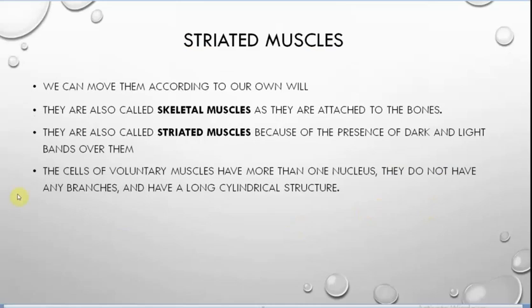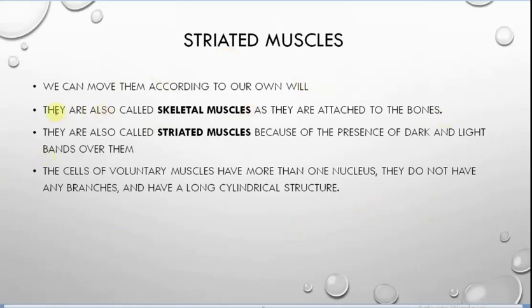Now, in the muscular tissue there are three types. First one is striated, second one is smooth, and the next one is cardiac. So let us discuss the striated muscle. We can move them according to our own will. They are also called skeletal muscles as they are attached to the bones. That means they are an example of voluntary muscles.